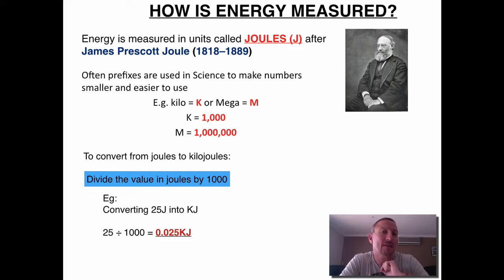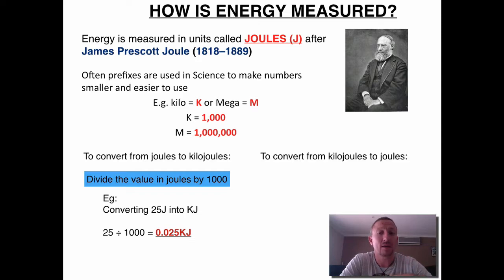Go back and see your maths teacher and just work on the idea of when we try to divide by something, we always go to the left with the decimal point. And if we're trying to multiply by something, especially tens, hundreds, thousands, we move the decimal point to the right. It's that simple. Okay, so that allows us to convert from joules to kilojoules. We always divide by 1,000.